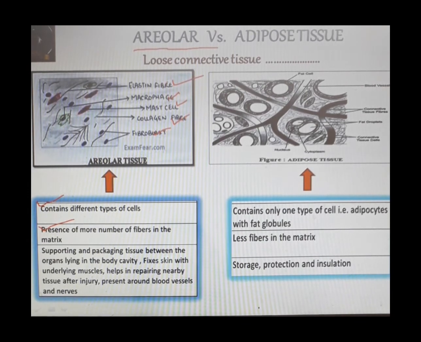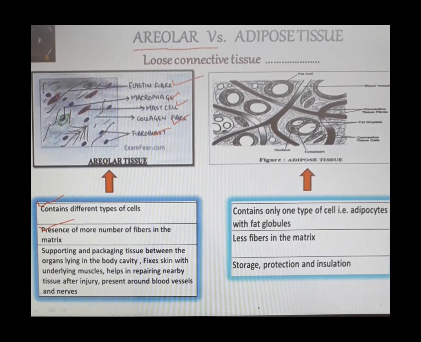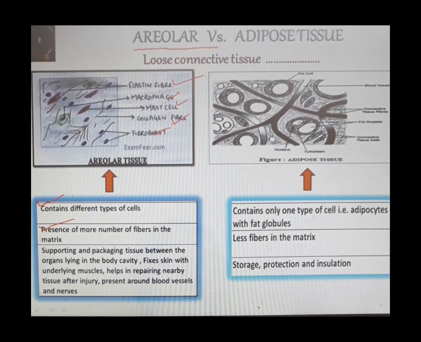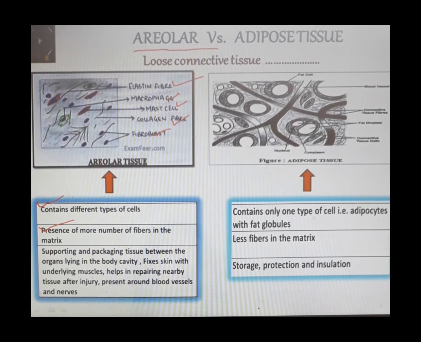So wherever you have flexibility in your body, it would be because of the presence of elastin fibers or yellow fibers in most of the places. And white fibers or collagen fibers are tough fibers. They are very strong, but they are not elastic or flexible in nature. Areolar tissue is going to show the presence of both types of fibers.